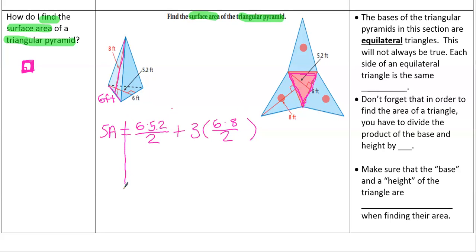Okay, line down the middle. We have to follow order of operations here. 6 times 5.2. Well, this is kind of weird. I think you can do it though. 6 times 0.2 is 1.2. And then 6 times 5 is 30. So that's 31.2 divided by 2 plus. And then this one, I'm just going to multiply on the inside. 6 times 8 was 48, divided by 2 is 24.